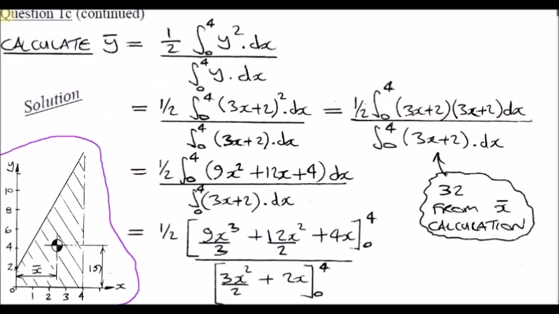Question 1c, solution continued. Now we're going to evaluate y bar, again using our standard formula. Here's the first area moment about the x-axis. Standard formula. Limits 0 and 4 in this case. And again, I have shown the integral for calculating the area here, which of course will be 32.